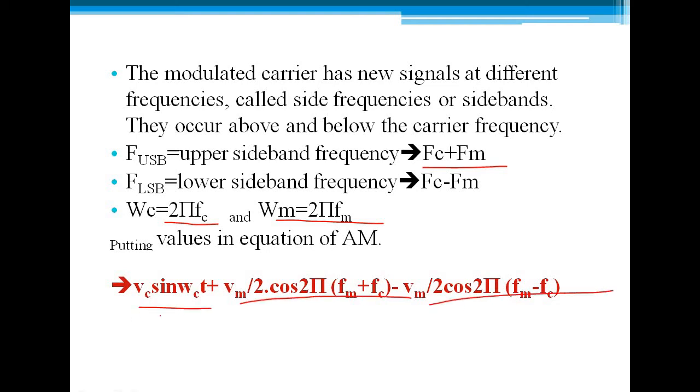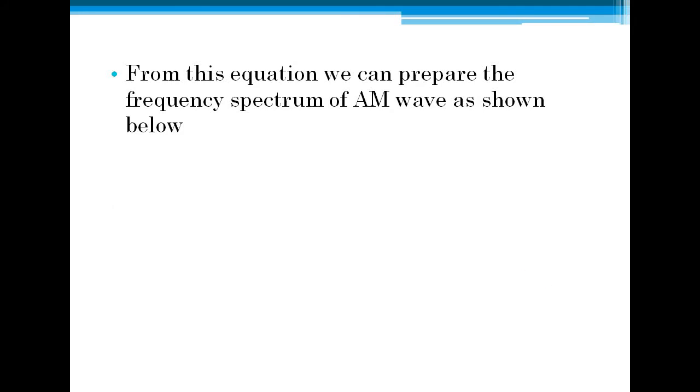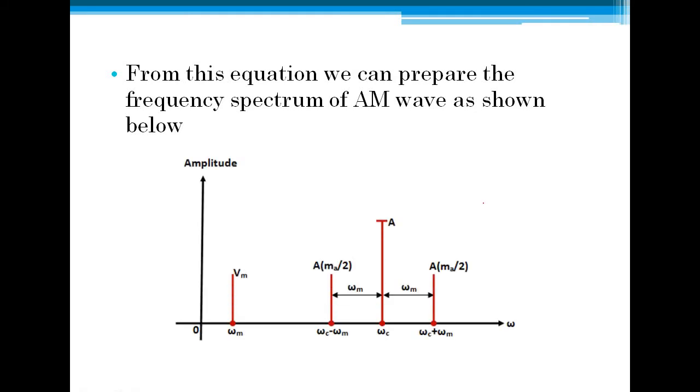The first part represents the carrier, the next part represents the upper sideband, and the last part represents the lower sideband. And from these three terms, we draw the frequency spectrum. As you all are aware, a frequency spectrum is nothing but a representation of any equation in terms of frequency, where the x-axis indicates the frequency level and the y-axis indicates the voltage level or the power level. So from that equation, this is my frequency spectrum.